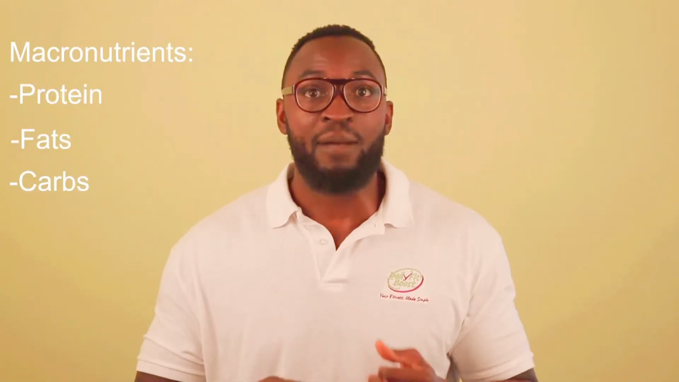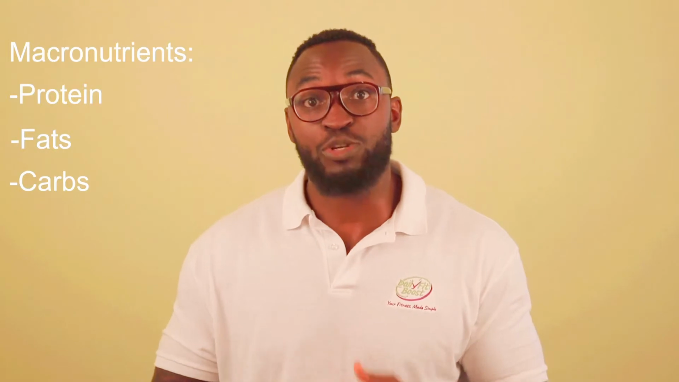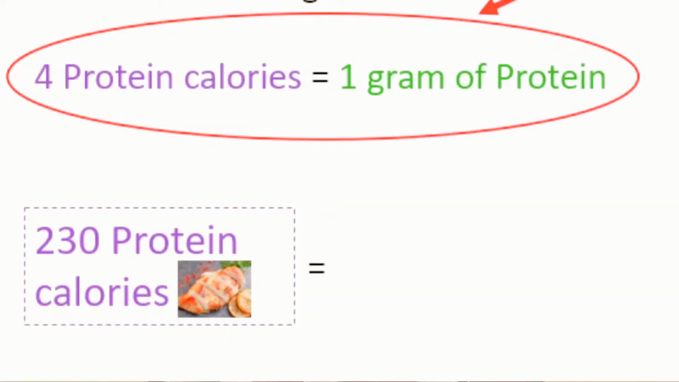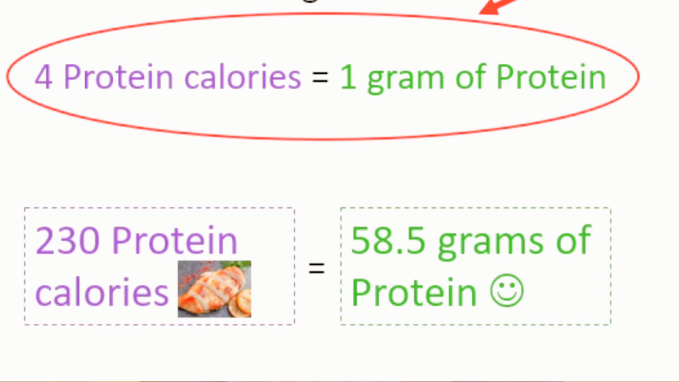So once you figure out how many grams of protein, fats, and carbs you're supposed to be eating per day, you'll be able to look at a source of protein like, say, a chicken breast that's maybe 230 calories or so and say, okay, this piece of protein has 230 calories, divide that by 4, and that's going to give me about 58 grams of my daily protein.